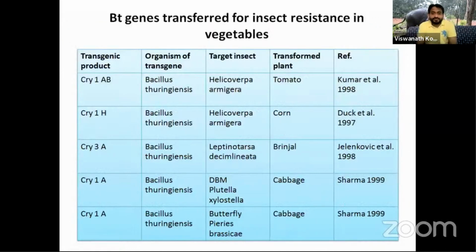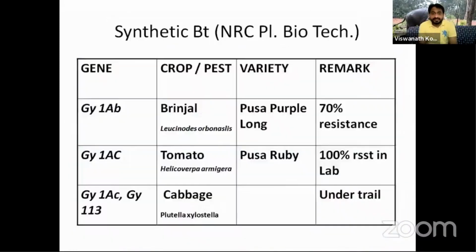So the BT vegetables are developed here. Cry1AB against Helicoverpa armigera in tomato, Cry1H in sweet corn against the same Helicoverpa armigera, Cry3A against Leptinotarsa decemlineata. In cabbage, diamondback moth, Plutella xylostella, and against cabbage butterfly. So these are the BT genes transferred into vegetables against various insects for resistance.